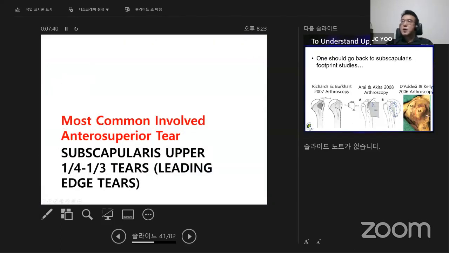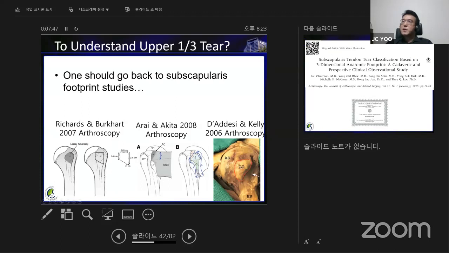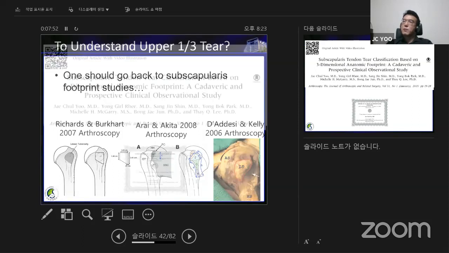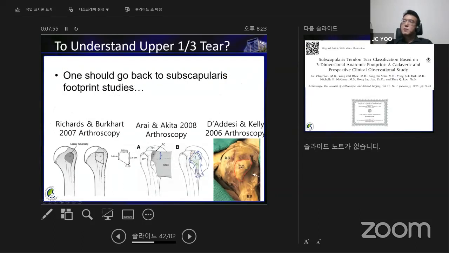And so the most commonly involved anterior superior tear is the 1/4 to 1/4 tear, the leading edge tear. I think as Vivek mentioned about this footprint study, but this footprint study is not right. The Burkhardt and Richard study, one of the famous names, is just only looking at the first two facets. So this is the state of Nevada, but I think that's wrong.